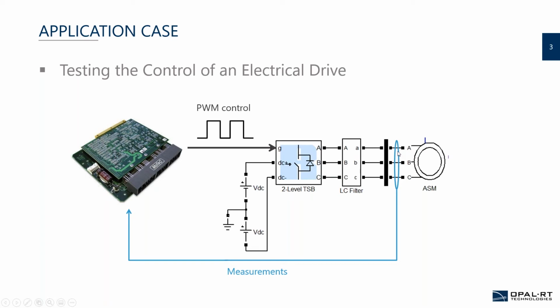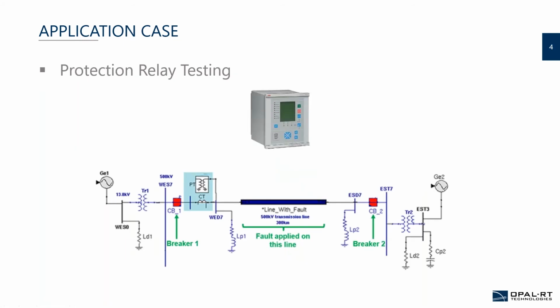In order to close the loop, you have to send the measurements back to the controller. It could be voltage or current measurements, or both of them. So you will send the current and voltage measurements to the real controller, and by this you will control your converter.